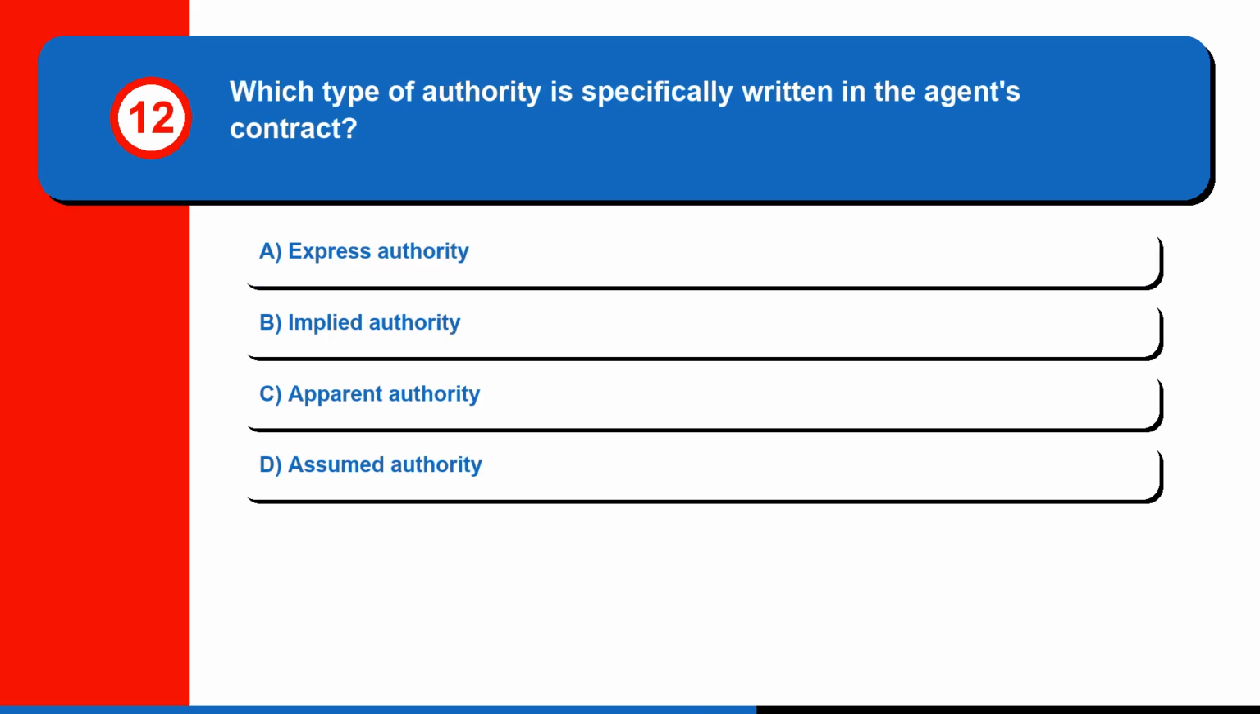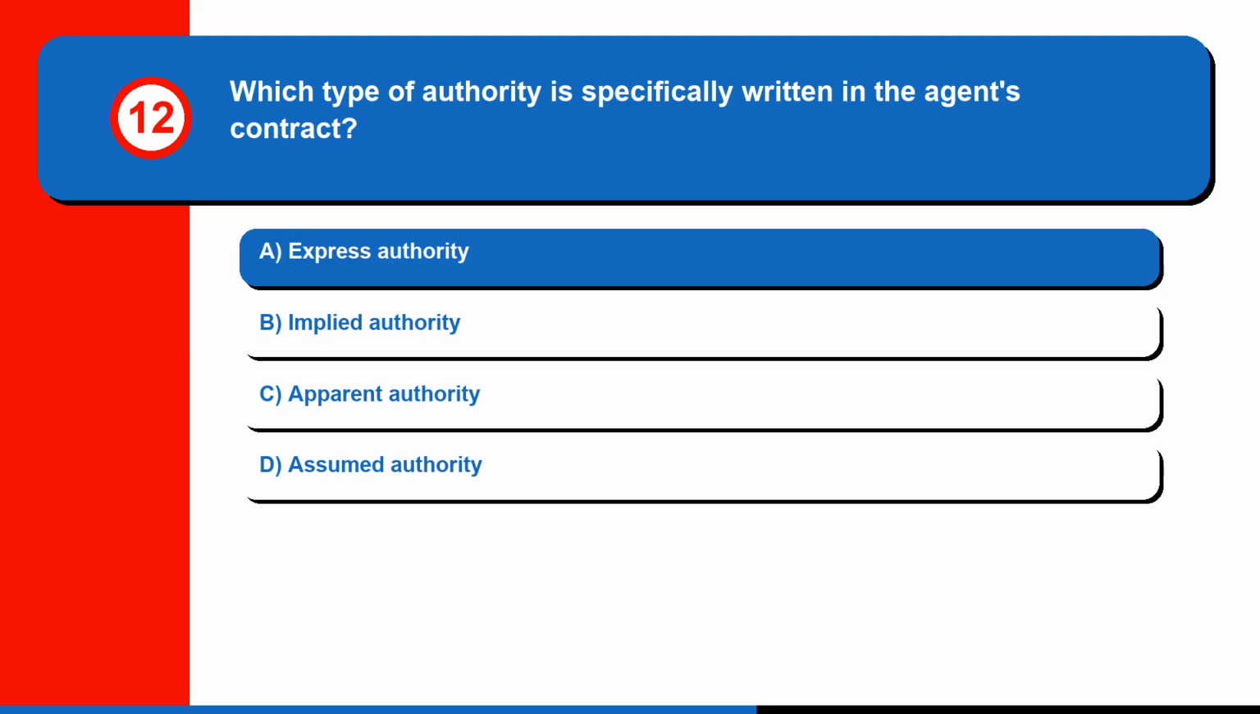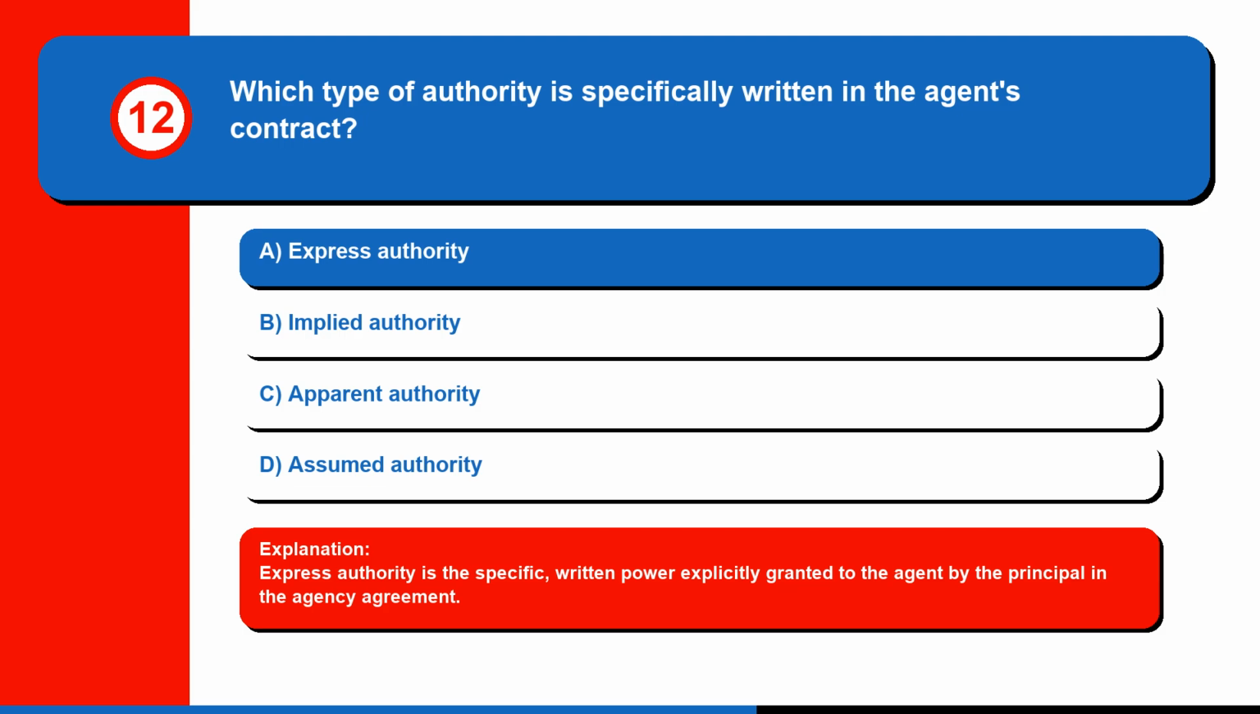Question 12. Which type of authority is specifically written in the agent's contract? A. Express authority. B. Implied authority. C. Apparent authority. Or D. Assumed authority. The correct answer is A, express authority. Express authority is the specific, written power explicitly granted to the agent by the principal in the agency agreement.